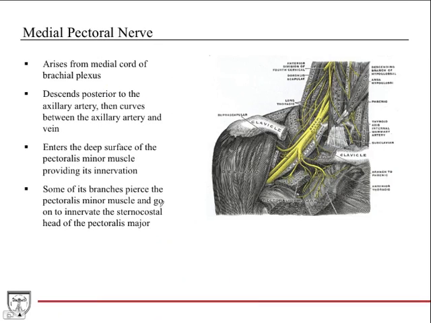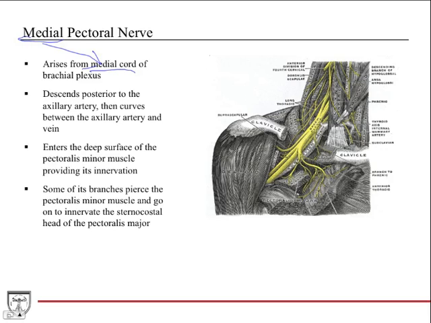The medial pectoral nerve arises from the medial cord of the brachial plexus. If you remember, medial and lateral pectoral are not named for how they travel in spatial relationship. So the medial pectoral comes off the medial cord, and the lateral pectoral comes off the lateral cord. We'll talk about the lateral pectoral on the next slide. So what does it do? It descends posterior to the axillary artery. So you can see that here.